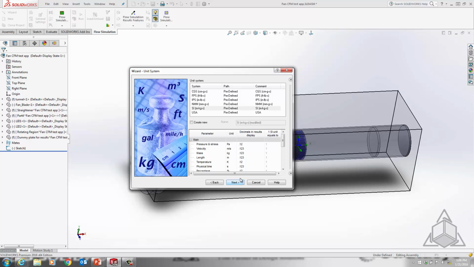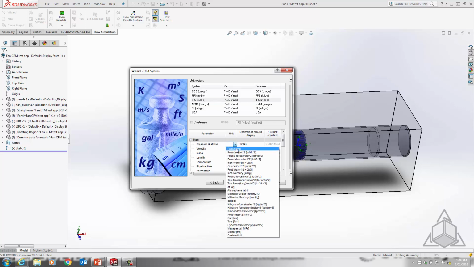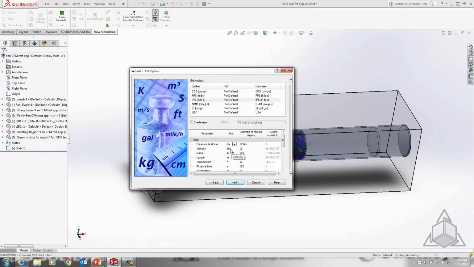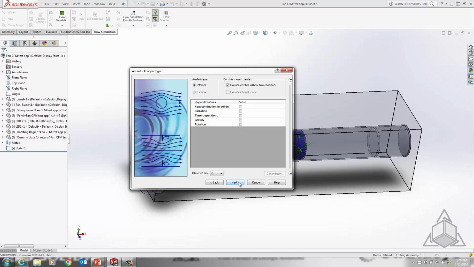I'll hit next. For my units, I can pick some predefined units for this analysis. In this case, I'll probably pick IPS. However, there are a few parameters I want to change, based on how I'm gathering and analyzing the results. For pressure and stress, I'm going to change this to Pascal. For the velocity, I'm just going to leave it inches per second. And for temperature, I'll say Fahrenheit. That's good. And I'll hit next here.